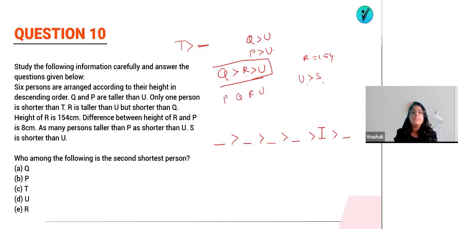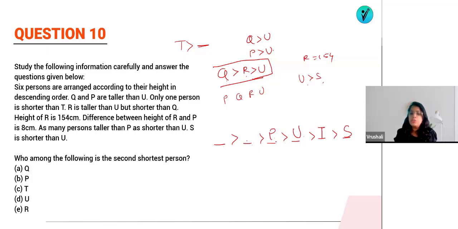And we know that P is again greater than U. That means it should be here. So obviously this will be S. And they are saying that as many persons taller than P as shorter than U. So if I say P is here, then one person greater than P means U should have come here, which is not the case. So if P is here, then as many persons greater than P are shorter than U. So this should be the sequence.